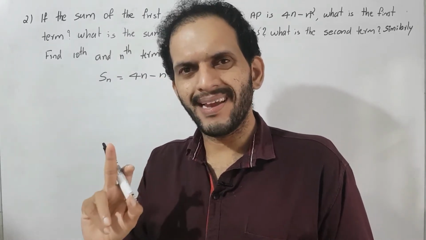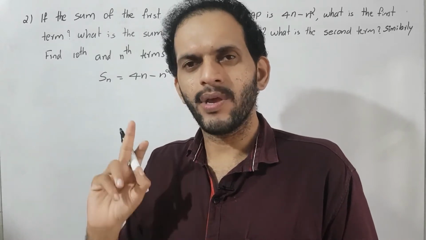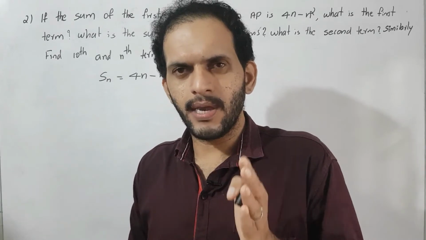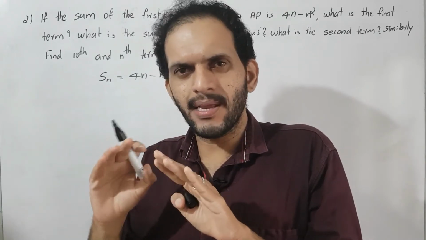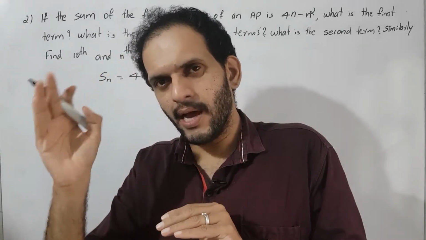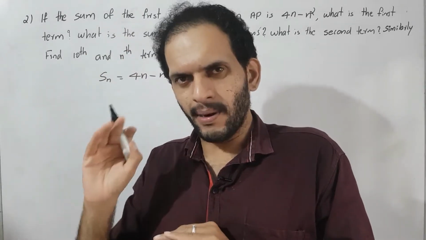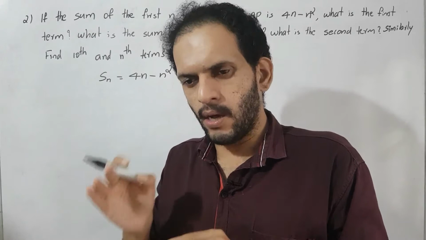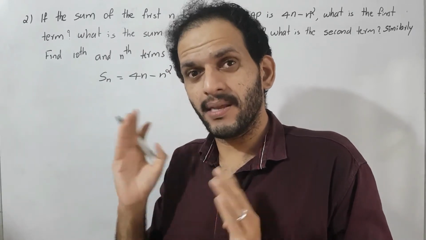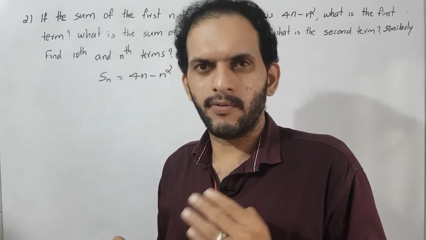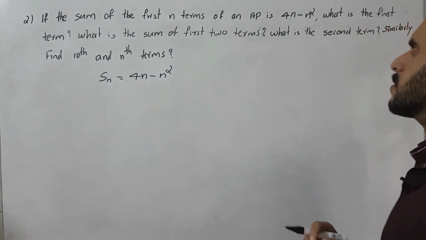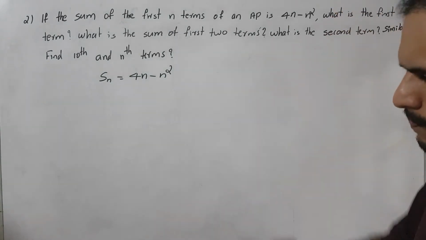Okay, we do not get directly the terms here, we get the sum of the terms. If we change the value of n, we get the sum of the terms from first to that position. If we give n as 10, we get the sum of the terms from the first term to the tenth term. That is the difference. Okay, so what is the first question? The first question asks, what is the first term?